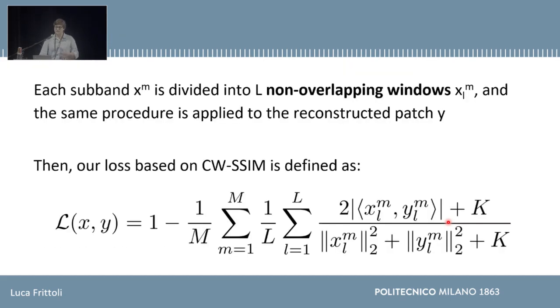Then these subbands are divided into smaller non-overlapping patches, so as to extract all the local information. Given an input patch X and the reconstructed patch Y, the steerable filter decomposition is applied to both of them, and then the loss function is computed with this formula, which is basically the average of the inner product between the input and the output smaller windows, normalized by their squared norm, plus a constant to prevent the denominator from going to 0.